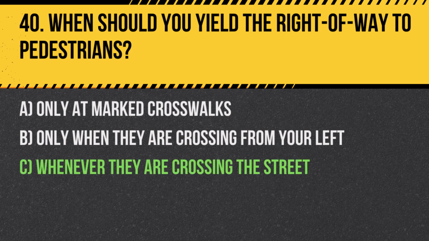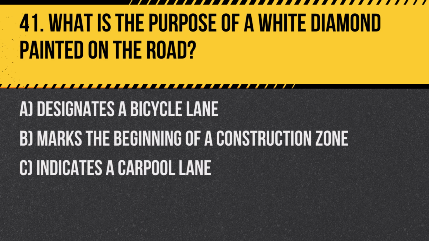Answer C. Whenever they are crossing the street, you should yield the right-of-way to pedestrians, whether at marked crosswalks or intersections, to ensure their safety. Question 41. What is the purpose of a white diamond painted on the road? A. Designates a bicycle lane. B. Marks the beginning of a construction zone. C. Indicates a carpool lane.